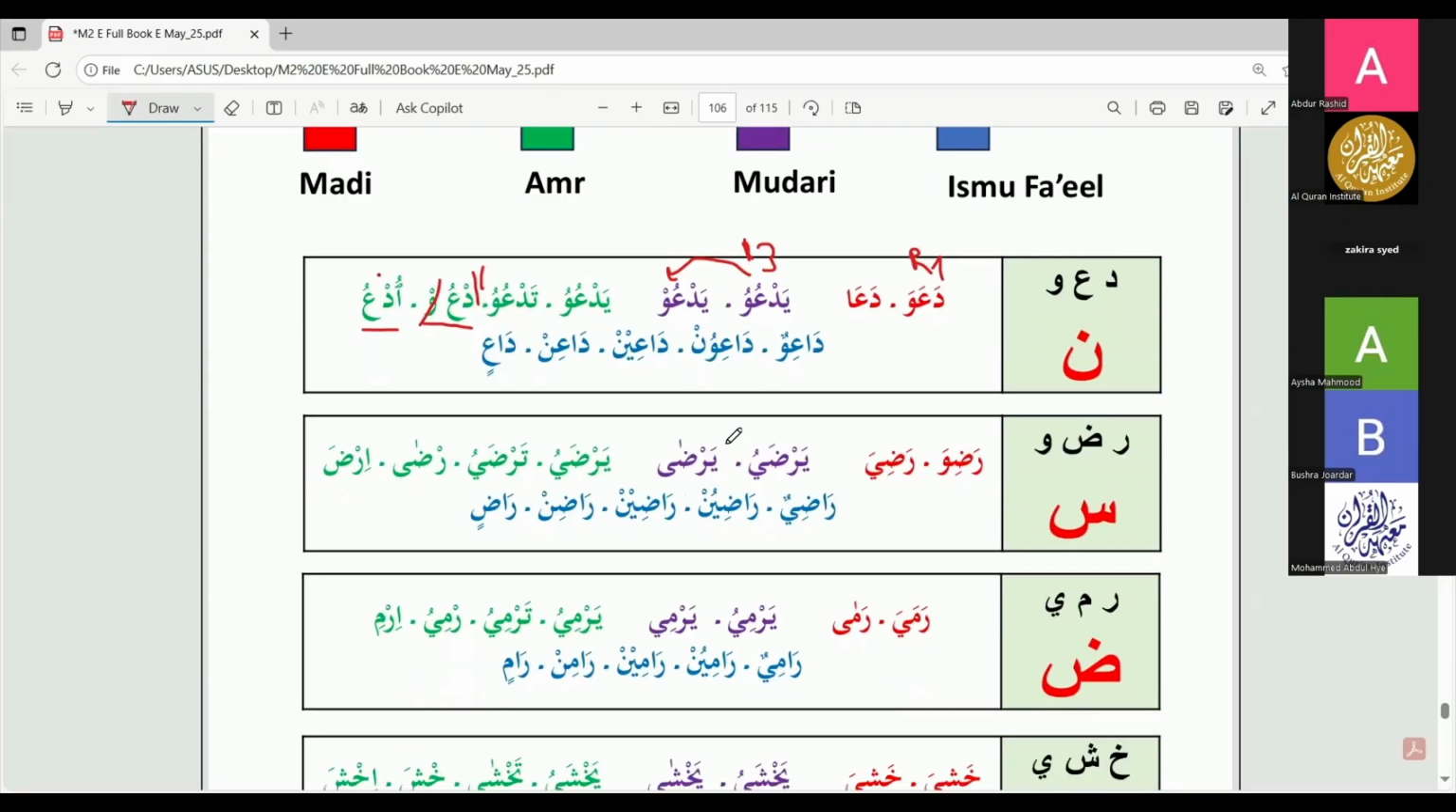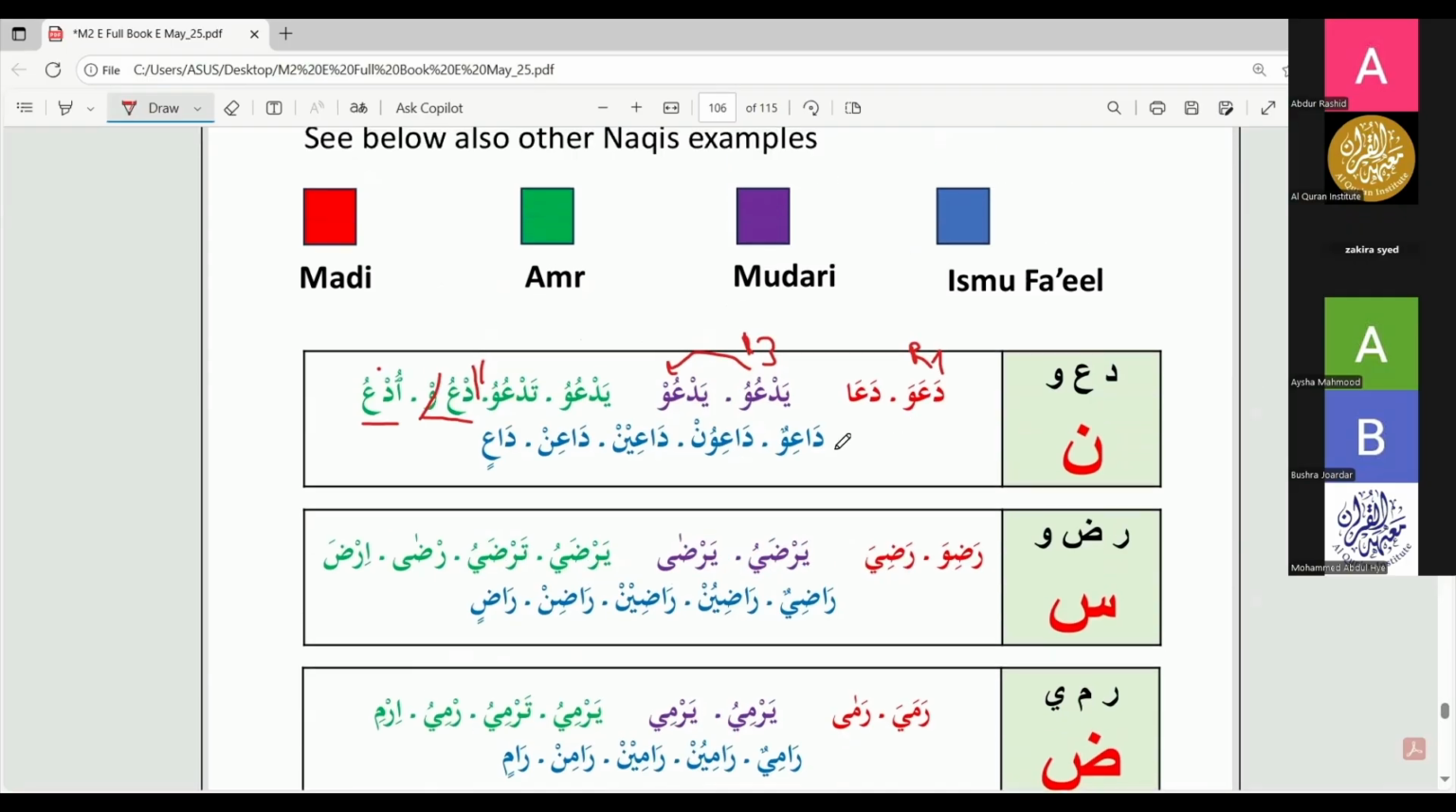Now, fa'ilun, ismu fa'il pattern. Here we have da'ayun. We know this is from the original Madi form. So this is the ismu fa'il form from da'awa, we have fa'ilun, da'ayun. Now, what is happening here is that this second form and this one are basically the same, just the tanween here is broken down. So we break down the tanween, waw and noon.